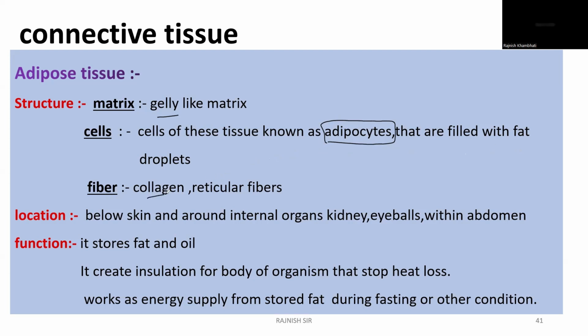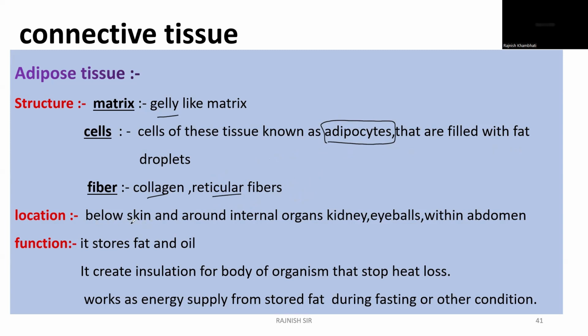Then fibers are collagen fiber and reticular fiber, but these fibers are very less in amount. Okay, but high amount of adipocytes and very less amount of collagen fiber. So when you look at them under the microscope, you hardly find some fiber, but fibers are always there in every tissue, either in less amount or high amount.